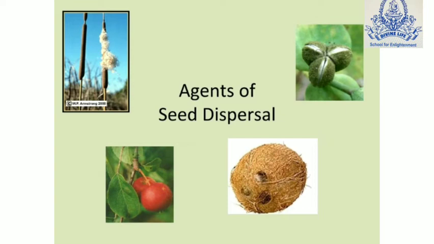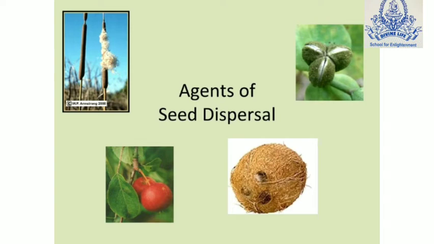Now students, we will take the next topic, that is dispersal of seeds. The process of spreading seeds to different places is called dispersal of seed. And this dispersal of seed takes place by the following agents. First we discuss wind.